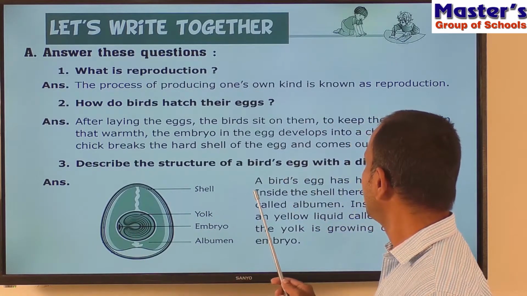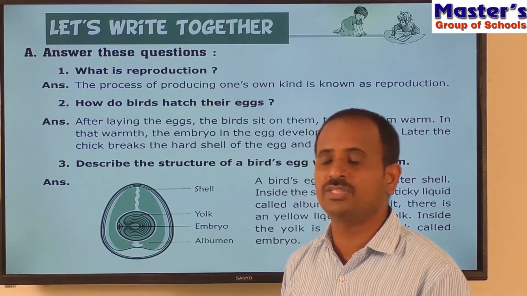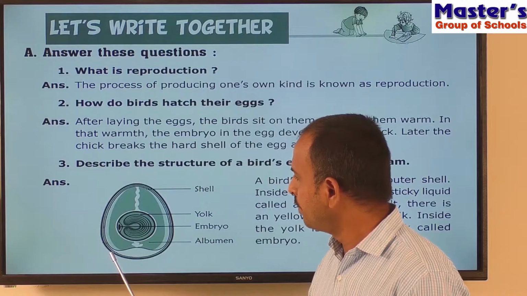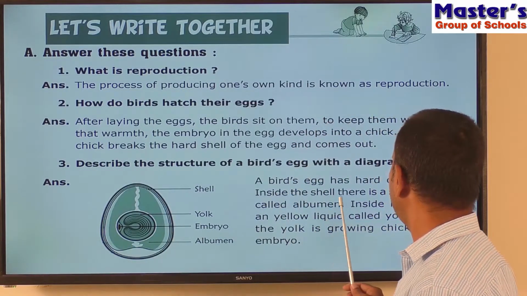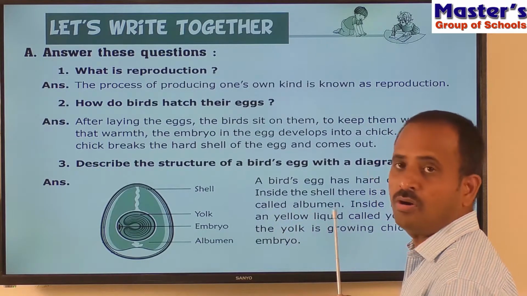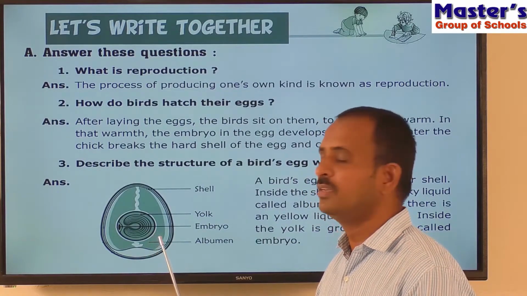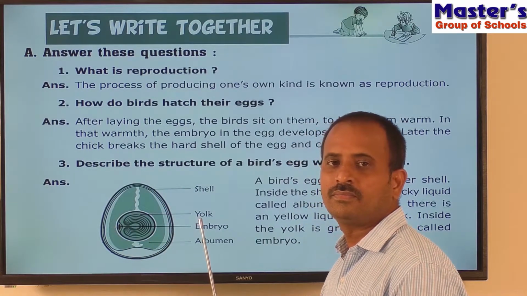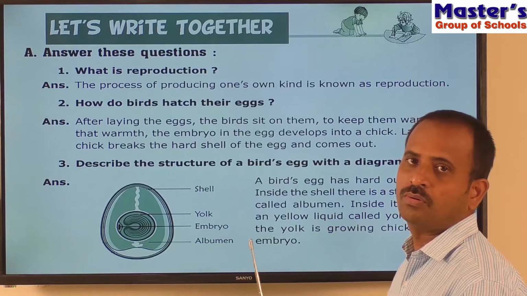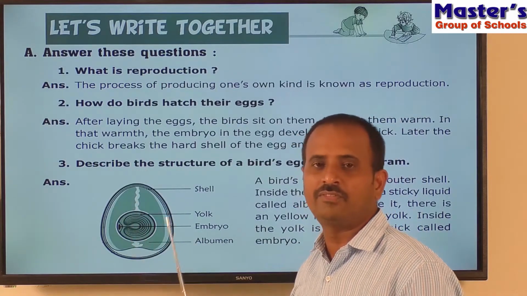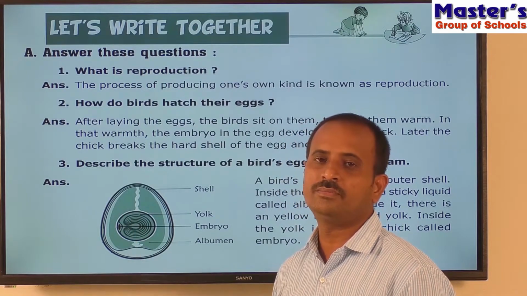So, children, read the answer. A bird's egg has a hard outer shell. What is the hard outer shell? Here the black color outline represents the hard outer shell. Inside the shell there is a sticky liquid called albumin. We observe a colorless sticky liquid which is called albumin. And next, inside it there is a yellow liquid called yolk. Inside the albumin, you will observe a yellow color liquid.